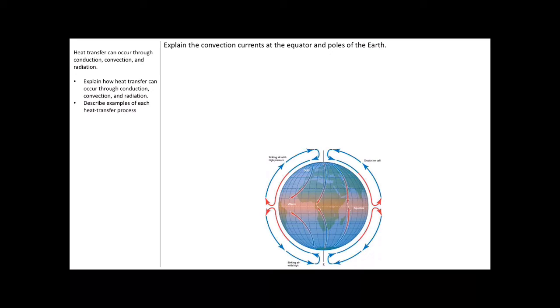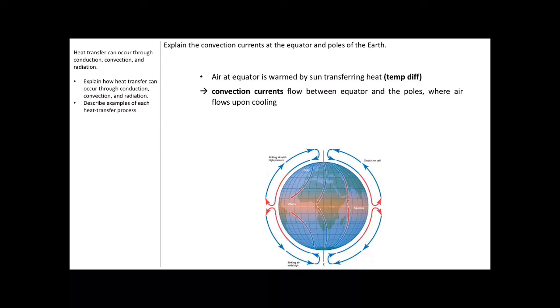Another example is explaining the convection currents at the equator and poles of the Earth. Obviously the temperature on Earth is a lot warmer at the equator, so the air at the equator is warmed by the sun transferring heat, and this is the cause of the temperature difference. As a result, convection currents flow between the equator and the poles, where air flows upon cooling. So air rises at the equator and then, as it cools, it drops towards the poles.